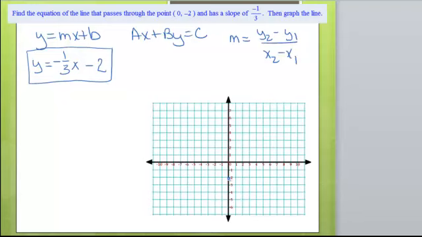Well, we have our -2. So we're going to rise -1, run 3. Rise -1, run 3. 1, 2, 3. We could also rise +1 and run -3, because that's the same thing as -1/3. So if I rise +1, goes here, run -3 is 1, 2, 3. Once we have that, we draw the line, and we're done.